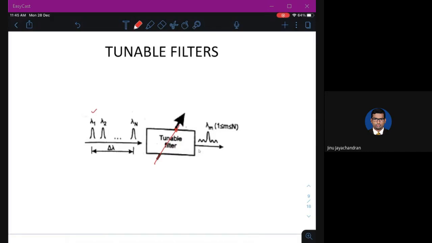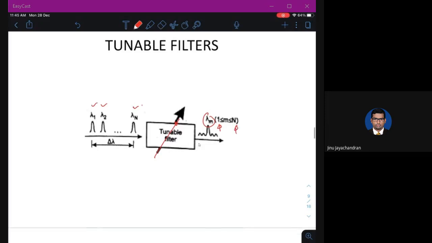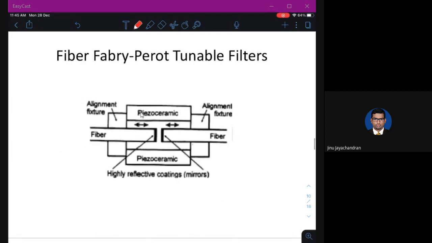So you have lambda 1, lambda 2 up to lambda n, and you can filter out lambda m at some point of time. For example, at some point of time, you might filter out m equal to 1. Some other time, you will filter out m equal to n. Okay. So Fabry-Perot tunable filter is one commonly used tunable filter. The working is a similar one.